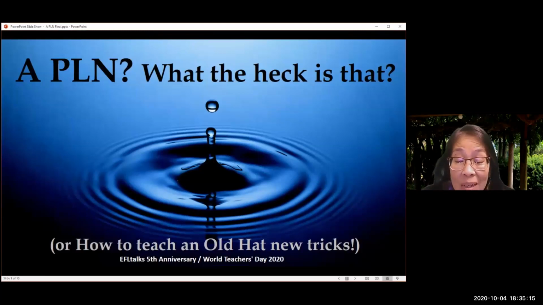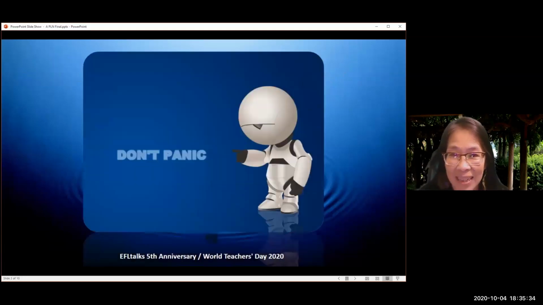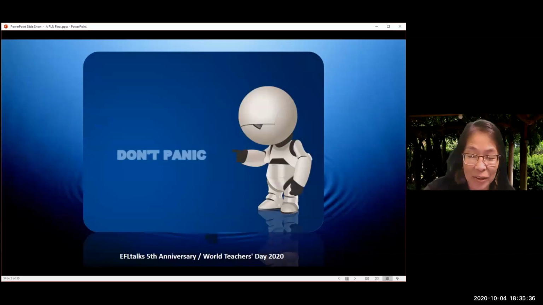Well, some of you younger folk may or may not know what a PLN is. But some of us older folk who did not grow up talking in acronyms have no idea what the heck that is, or at least this old timer did not. But as they say in The Hitchhiker's Guide to the Galaxy, don't panic. Here is a quick guide to what it is and why it is so darn important. But first, let me tell you a little bit about me.